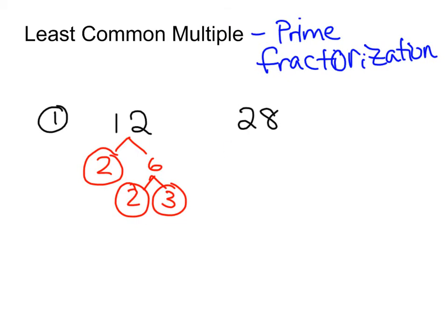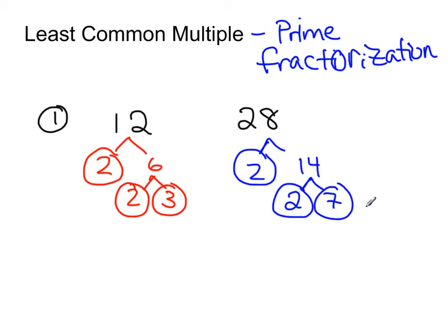Now let's take a look at 28. 28's got, I don't know, 2 and 14. Maybe you picked 4 and 7, or you thought of something else. So 28 you can break down into a couple of different things, not too many. 2 is prime. 14 we can break down further: we have 2 and 7. And actually that's the end of the line, so there are no more options. And if you notice, 2 times 2 is 4, and 4 times 7 is 28.